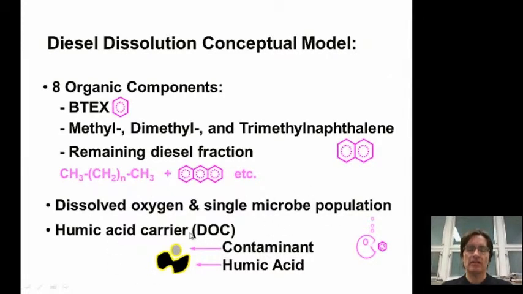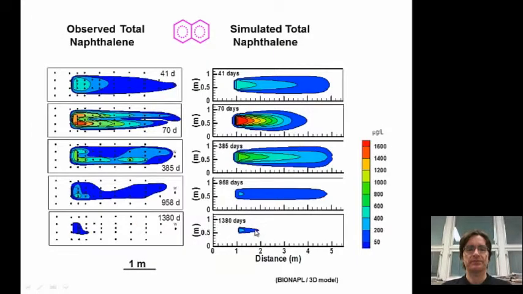Now, to add to this, we're adding a humic acid carrier, and the idea here is that the absorption of the contaminant out of the humic acid would enhance its dissolution rate. So here is a plot of the observed naphthalene concentrations at selected times, 41, 70, 385, and so on. So we can see our diesel fuel is dissolving, and there's a spike here. This humic acid was added after 50 days, so we get this spike in dissolution. And then gradually the source becomes dissolved and degraded.